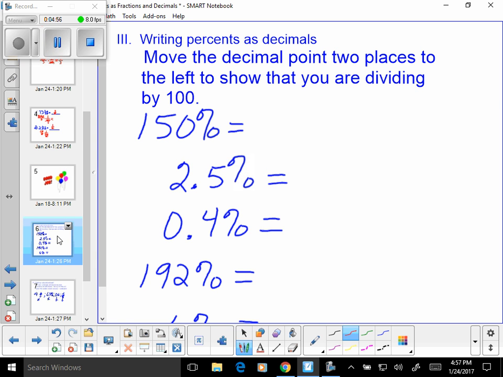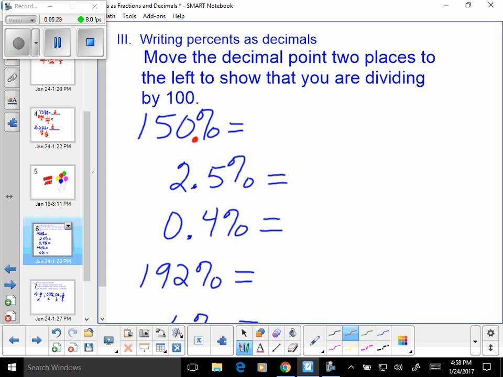Now, the other thing we're going to do is write percents as decimals. Now, if you remember in lesson 6.1a, we took the decimals and wrote them as percents by moving our decimal point 2 places to the right. When you want the percent, you move it right. When you want the decimal, you move it left. If they do not give you the decimal point, it's going to be to the very right of the number.